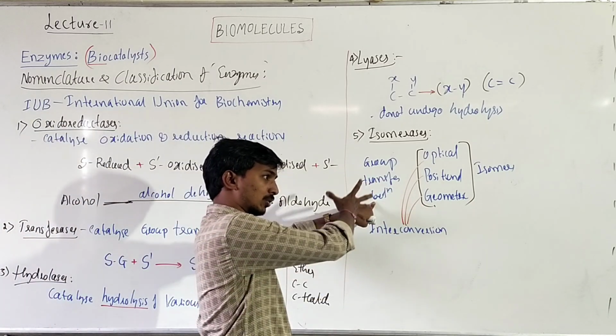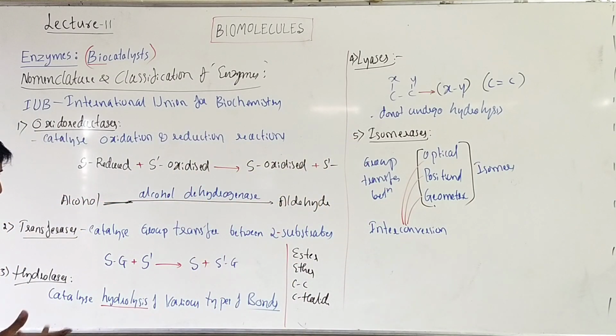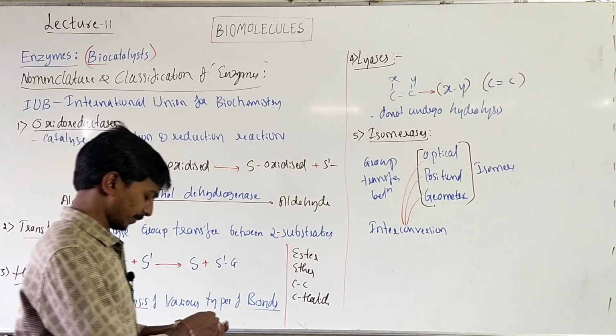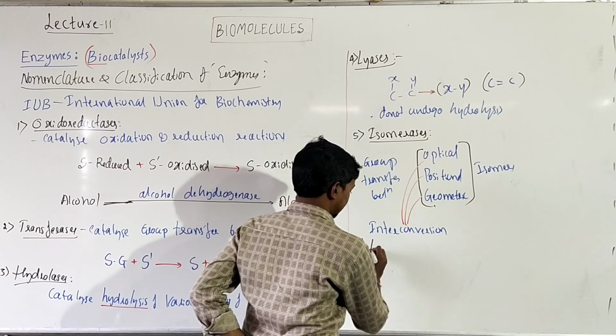You will study more about this in chemistry. Okay, you will be having a chapter called isomerism, isomers. You will discuss there. Okay, last type of enzyme, sixth category, that is ligases.